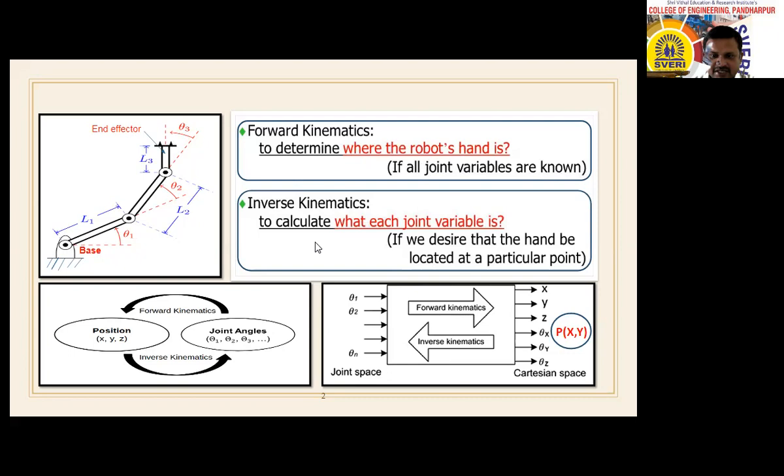Now, inverse kinematics. Inverse kinematics means what? To calculate what each joint variable is. Means the position is given to us, along with the lengths of the different arms L1, L2, L3, and we have to determine the angles theta 1, theta 2, theta 3. Therefore, see here, this is forward kinematics: joint angles theta 1, theta 2, theta 3 are given to us, and we have to determine x, y, z. And this is inverse kinematics: position is given, we have to determine theta 1, theta 2, theta 3. Therefore, this is nothing but the difference between forward kinematics and inverse kinematics.